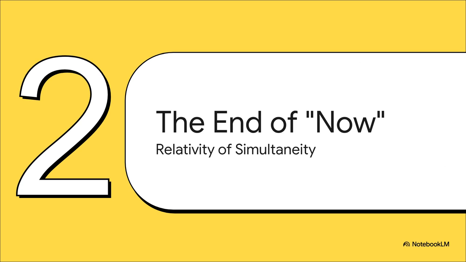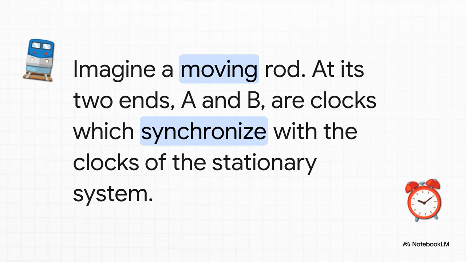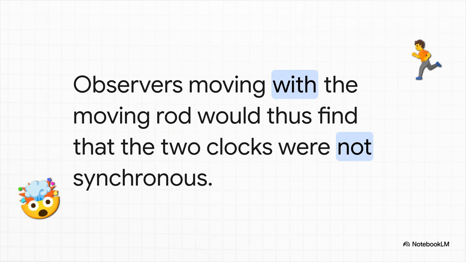The whole idea of a universal now, a moment that everyone in the universe can agree on, well, it completely shatters. So here's the thought experiment straight from the paper. I want you to picture a long rod just flying through space. On its front end, there's a clock. On its back end, there's another clock. And these two clocks have been perfectly synchronized. The big question is, how do different people check if those clocks are really in sync? And here's where it gets weird. To an observer who is moving right along with the rod, those clocks will actually appear to be out of sync.